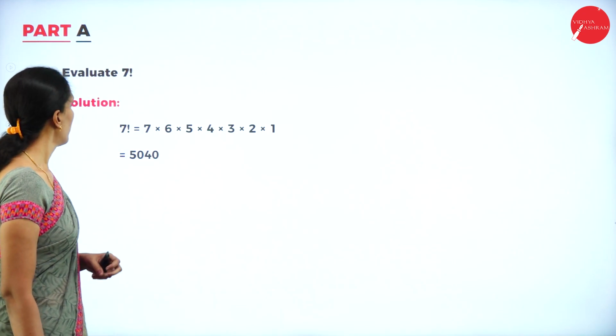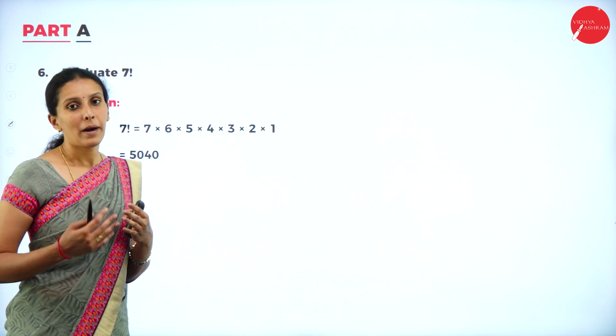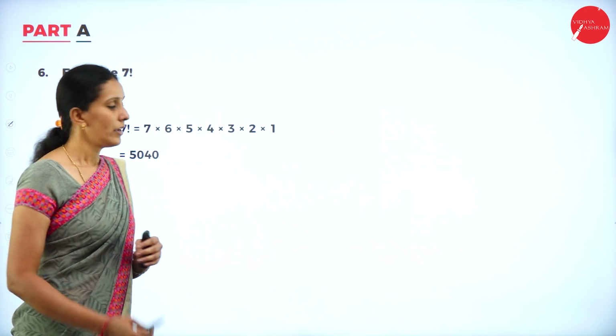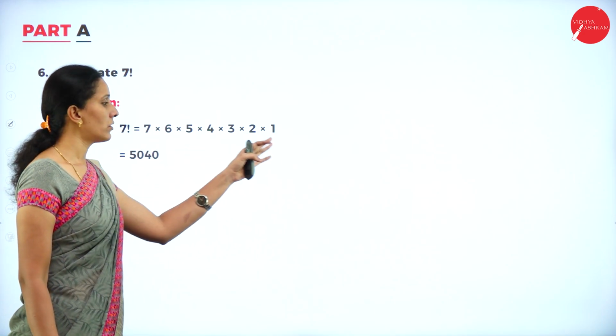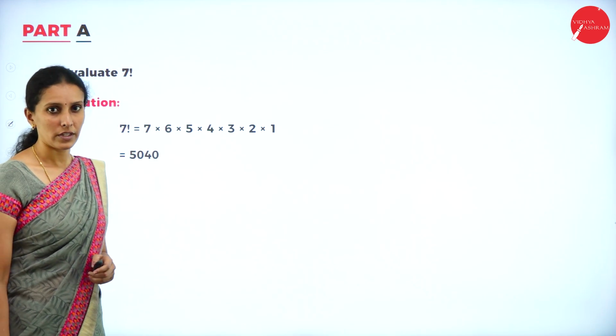Next question. Evaluate 7 factorial. 7 factorial is nothing but multiples from 1 to 7. So, 7, 6, 5, 4, 3, 2, 1. Multiply and write the answer, that is 5040.